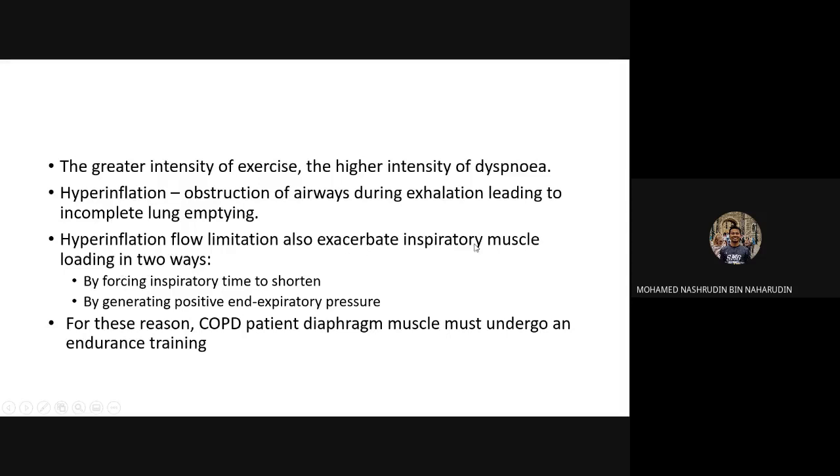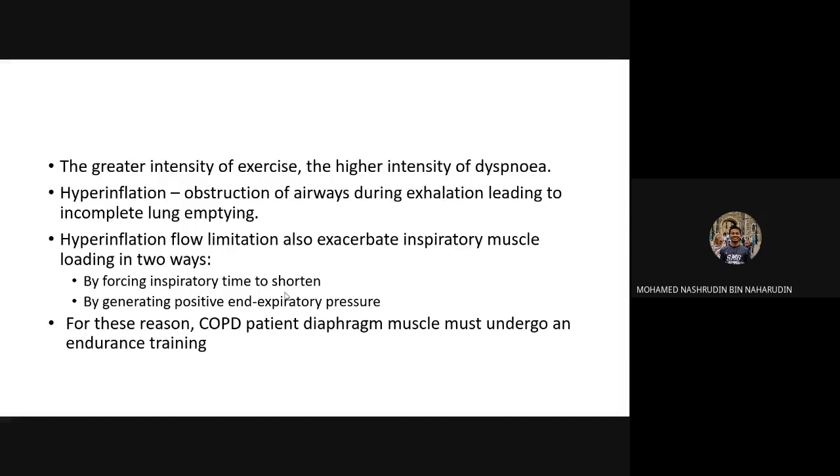It will exacerbate inspiratory muscle loading in two ways. The first is by forcing inspiratory time to shorten, to allow more time for expiration, which moves the inspiratory muscles to a weaker portion of the force velocity relationship. The faster the muscles contract, the lower the force generating capacity.